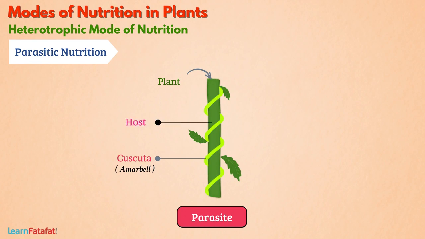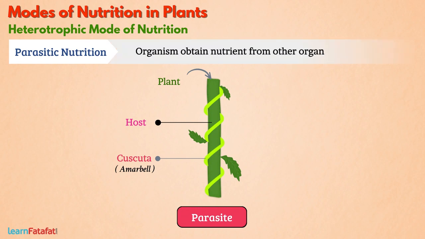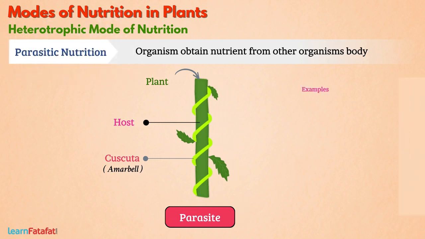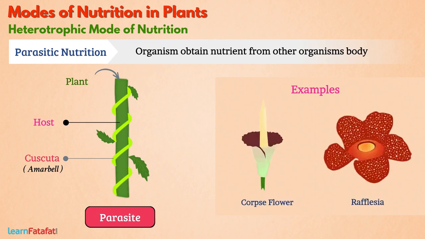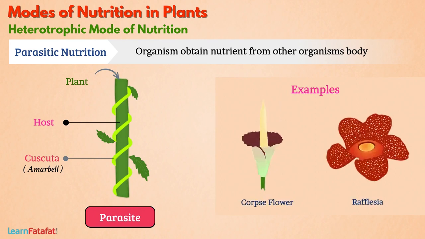Such mode of nutrition in which an organism obtains nutrients from another organism's body is called parasitic mode of nutrition. Other examples of parasitic plants are corpse flower, Rafflesia, etc.